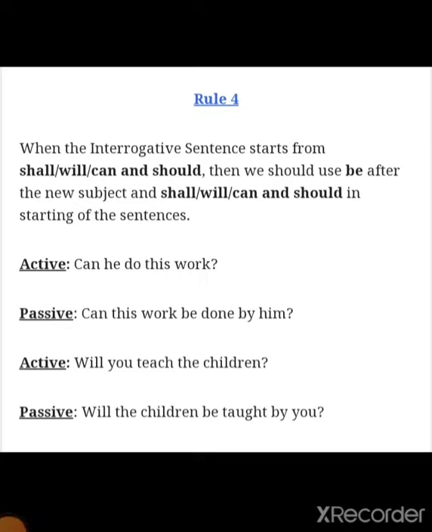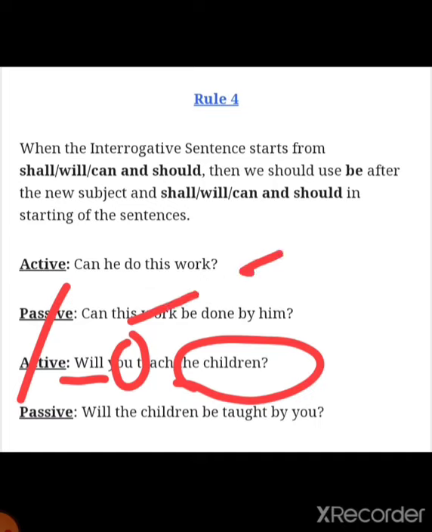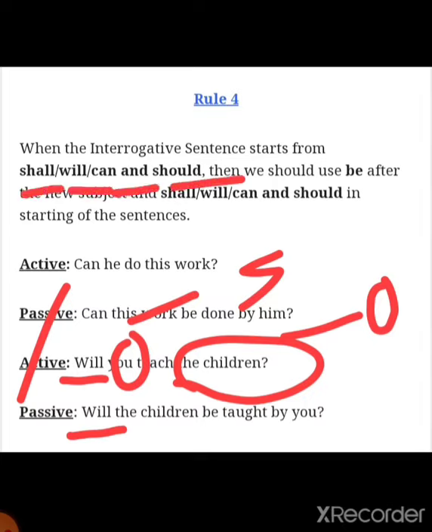Question mark. Now come to the next example. Will you teach the children? Will you teach the children? You is the subject, children is the object. So subject will become object and object will become subject. So it will also start with will, because I told you if shall, will, can, should, would is there, then you have to write those words only in passive voice. You have to start the passive voice with these words only. Only you have to add be after the subject.